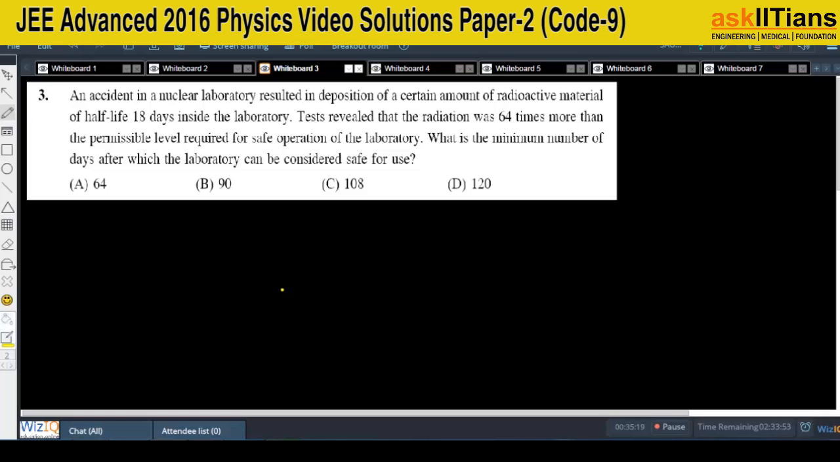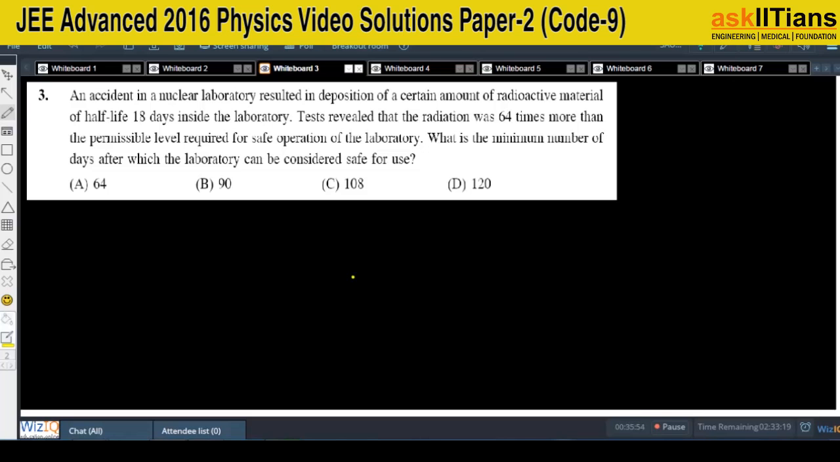In the third question, an accident in a nuclear laboratory resulted in a deposition of a certain amount of radioactive material of half-life 18 days inside a laboratory. Now, tests revealed that the radiation was 64 times more than the permissible level required for safe operation of the laboratory. What is the minimum number of days after which the laboratory can be considered safe for use?